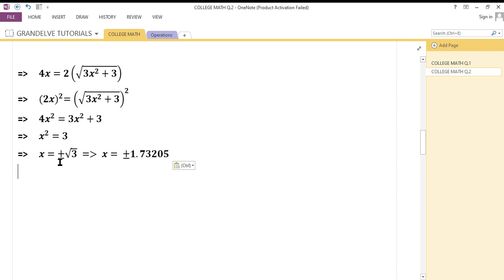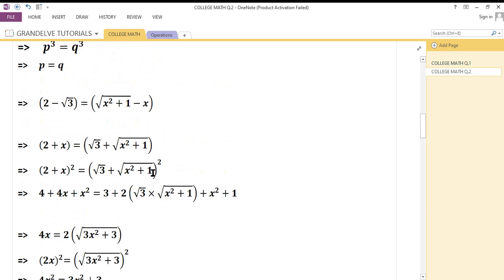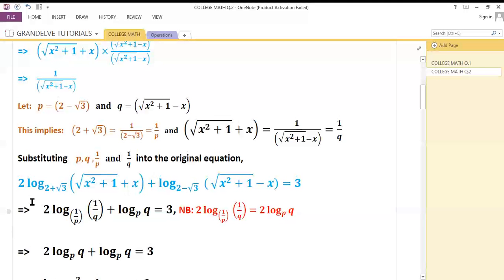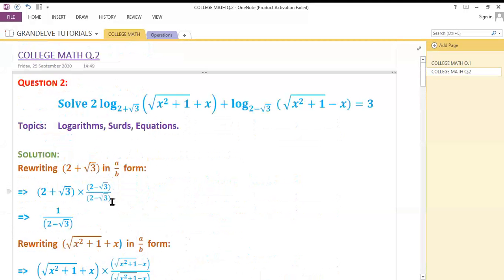That is, positive square root of 3 is the same as x equal to positive and negative 1.73205 and so on and so forth. You know that is a surd, so you can easily correct it to any possible number of decimal places that you desire. This brings us to the end of the solution to the question given to us by our colleague.